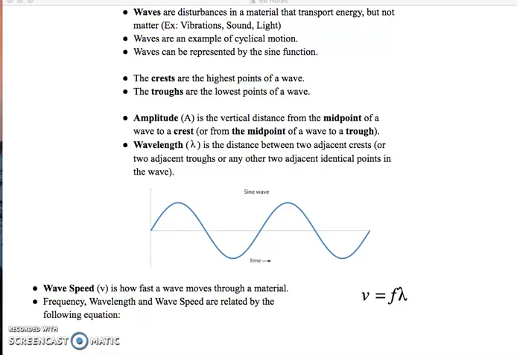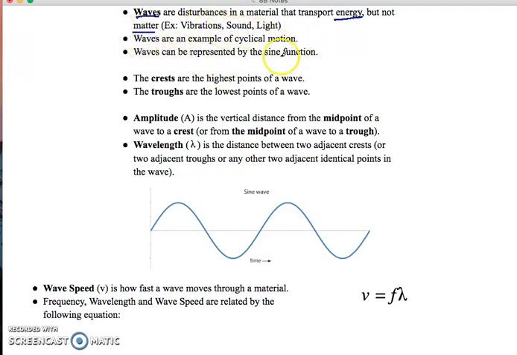Okay, we'll get started. In this section, we're going to be looking at waves. So what is a wave, and then also the parts of a wave. So first thing, what are waves? Waves are disturbances in a material that transport energy, but they don't transport matter.